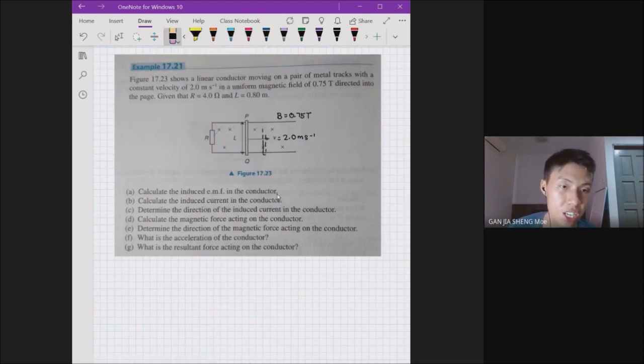Again, it's a changing area question, so we are going to find the induced EMF. Let me make sure I write down everything. This is 4 ohm. The length here is 0.80 meter. We are asked to find induced EMF. Again, induced EMF is just Faraday's law, d big phi over dt. So now you change it to negative d of BA cos theta.